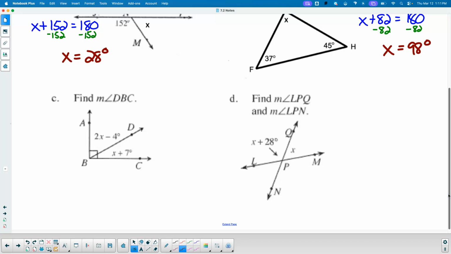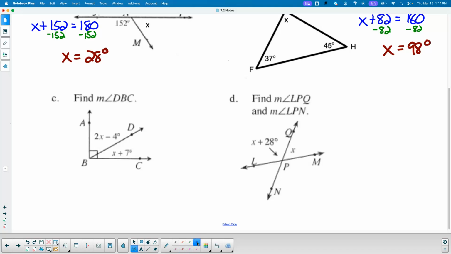DBC. All right, what do I know about those two angles? They both add up to be 90 degrees. And how do I know that they add up to be 90 degrees? Because of that square right there, right? Yep. Because that square tells me that that's a right angle, which means that that big angle there is a 90-degree angle.